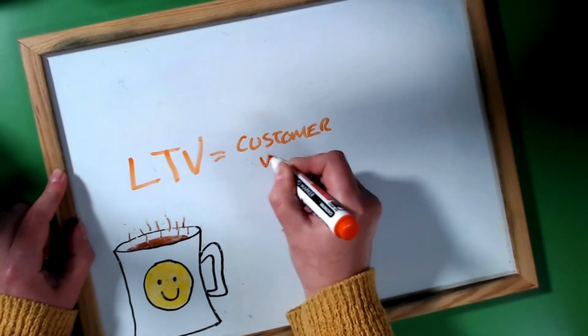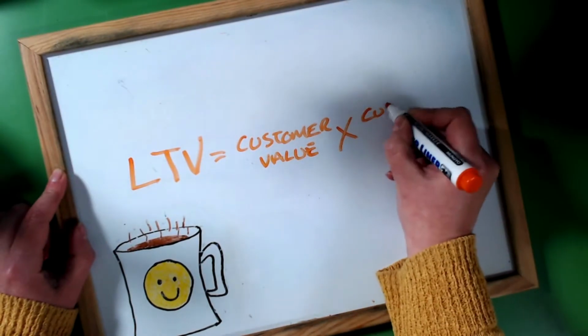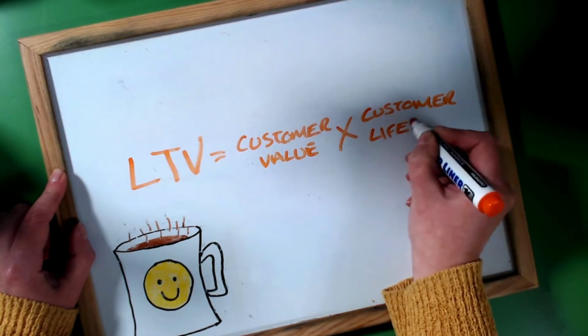The final formula that we're going to work towards is going to be customer value multiplied by customer lifespan. But how do we get there? And how do we get there without our heads hurting too much? I'm going to make it as simple as possible, so stay with me.